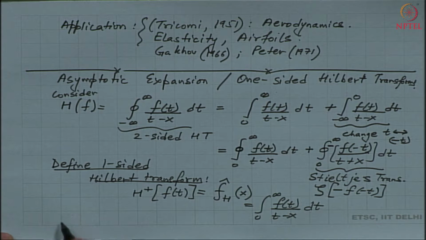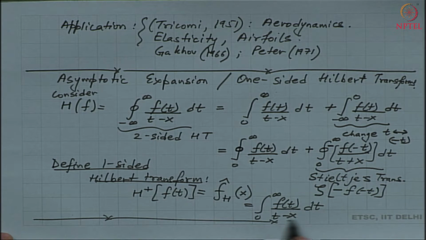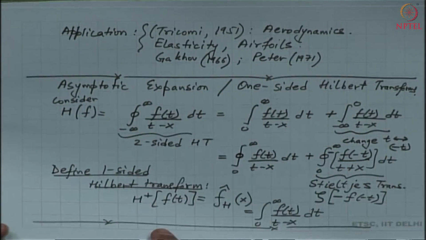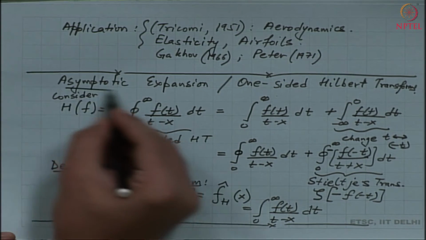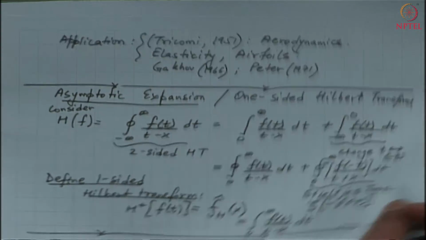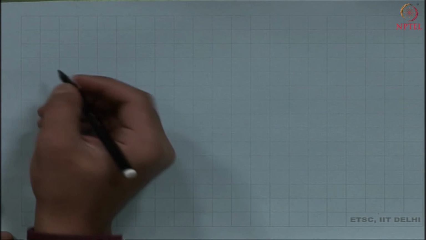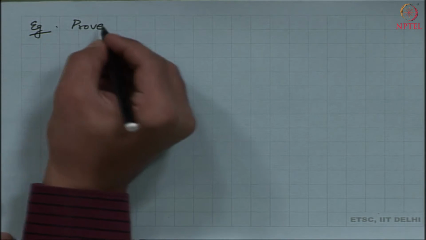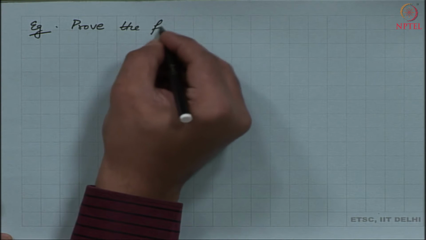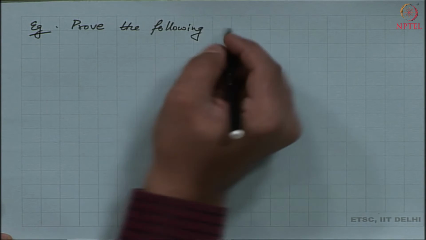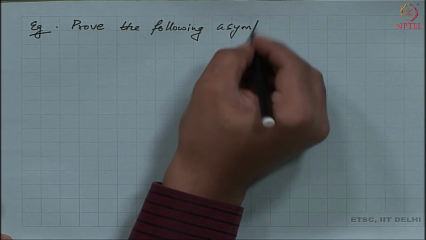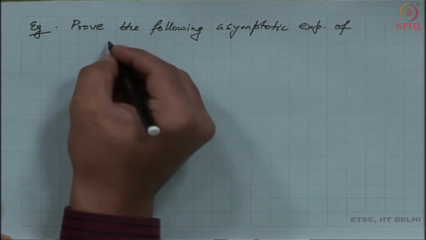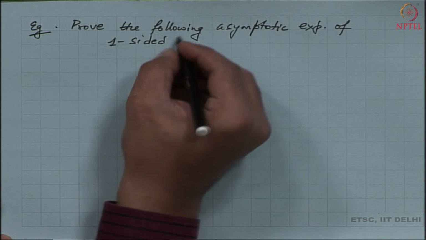Okay. So, then let us see some of the properties of this one-sided Hilbert transform. In particular, I have a result related to the asymptotic expansion of this Hilbert transform. So, the problem says: prove the following asymptotic expansion of the one-sided Hilbert transform.